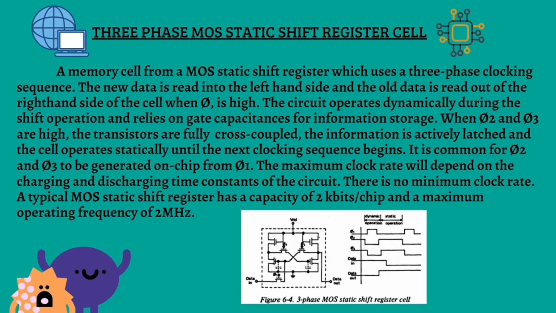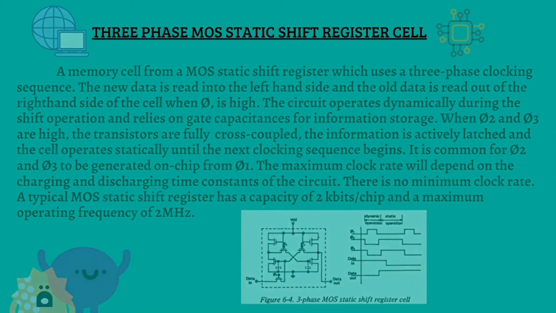The maximum clock rate will depend on the charging and discharging time constants of the circuit. There is no minimum clock rate. A typical MOS static shift register has a capacity of 2 kilobits per chip and a maximum operating frequency of 2 MHz.